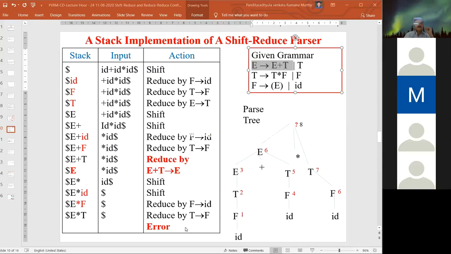So after this particular step, if you identified the reduce operation instead of shift, by all means we are getting either E into T or E into F. So it is leading to error. Up to this point we are able to do. After this, E is there, the multiplication sign is there, T is there. If necessary, we can replace this T with F also.